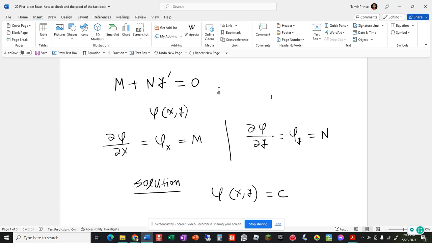You can simply replace y prime by dy over dx, right? And then you multiply by dx if you want. But typically we're going to write it like this.